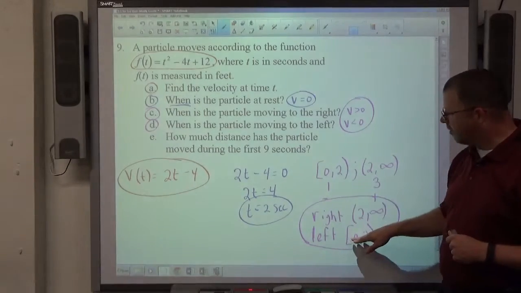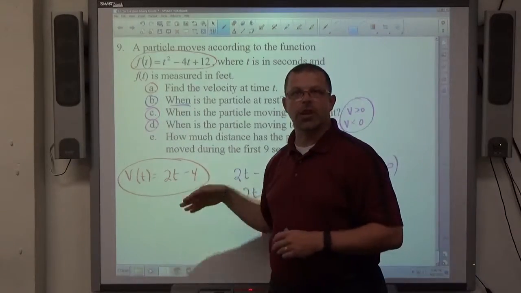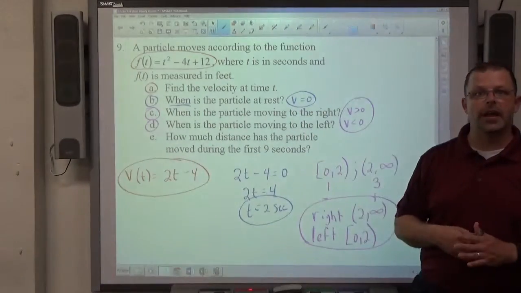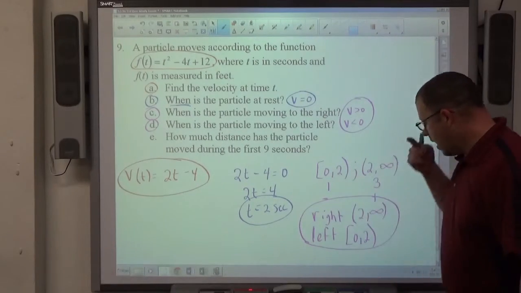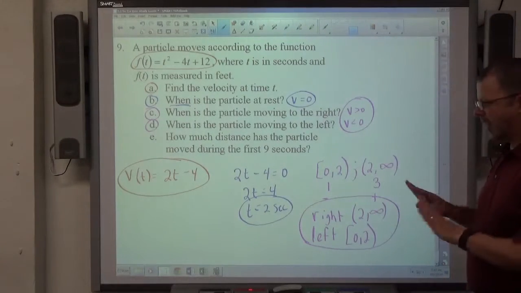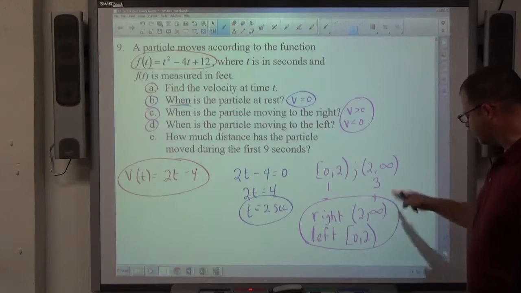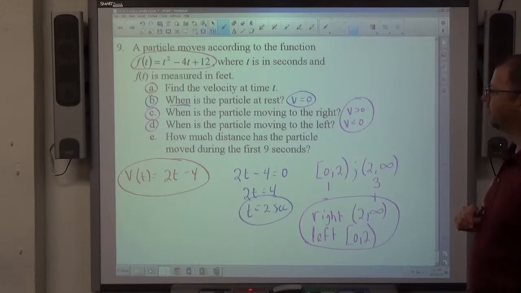It starts off at 0, and notice 0 minus 4 is negative 4. So its beginning speed is already negative at 0 seconds. So it is moving left at 0 seconds, so that's why we have a bracket on that. We never put a bracket on infinity.